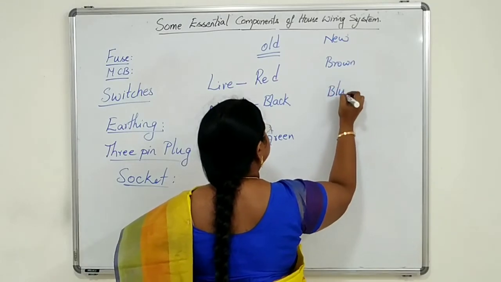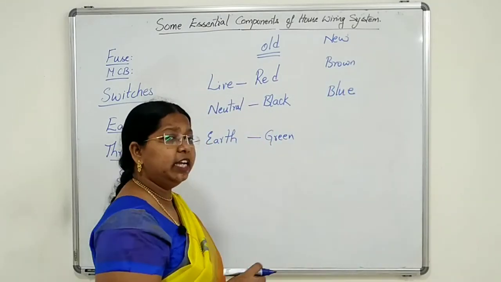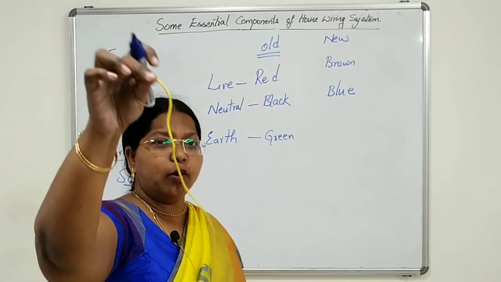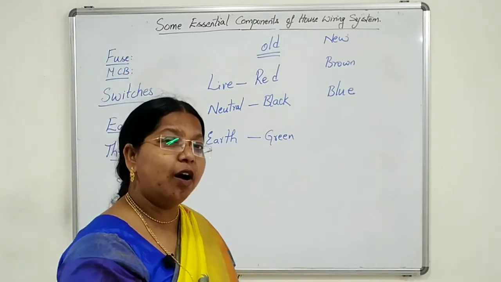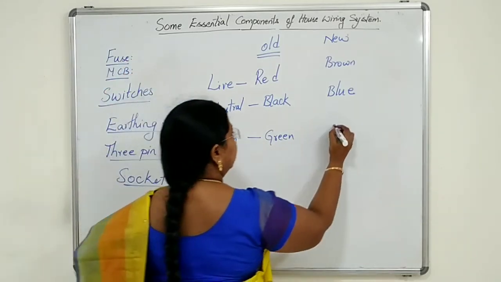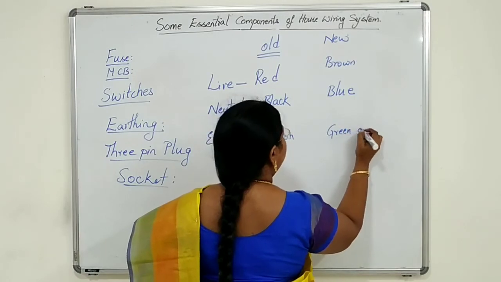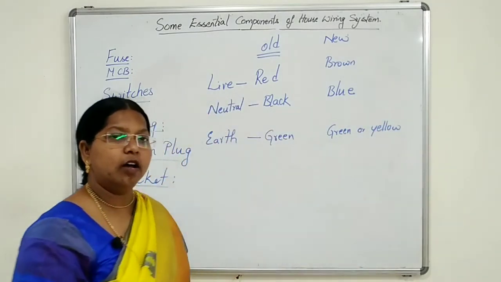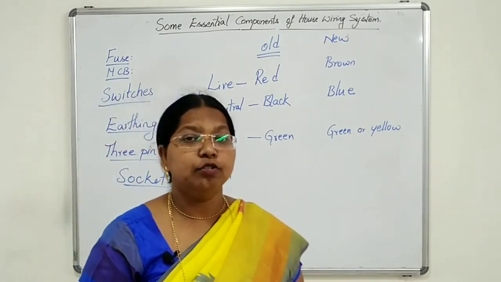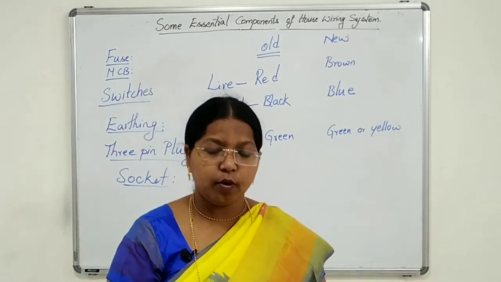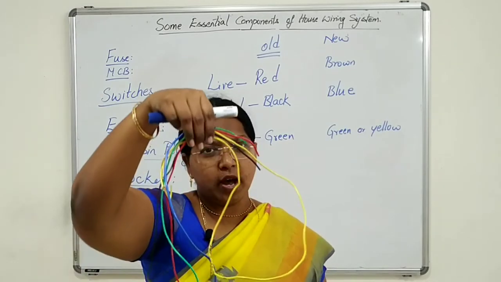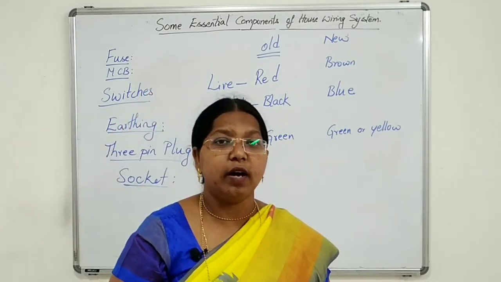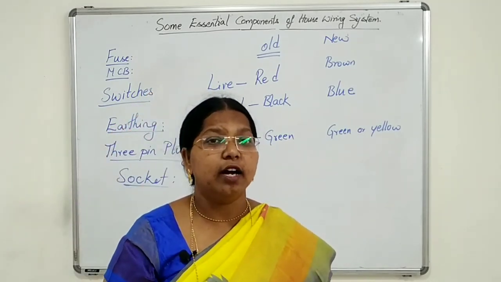And green or yellow is used for earth. Is it clear? So these are the colors of different wires. So we are using these wires with particular colors.